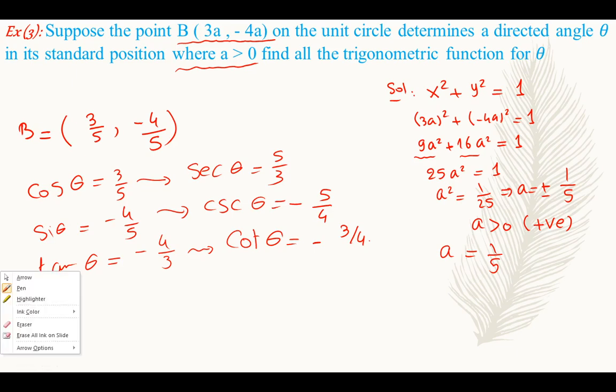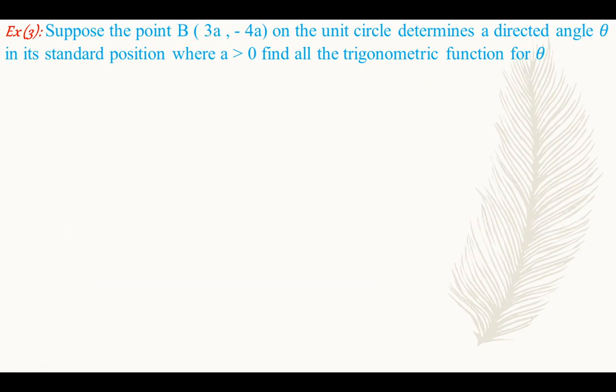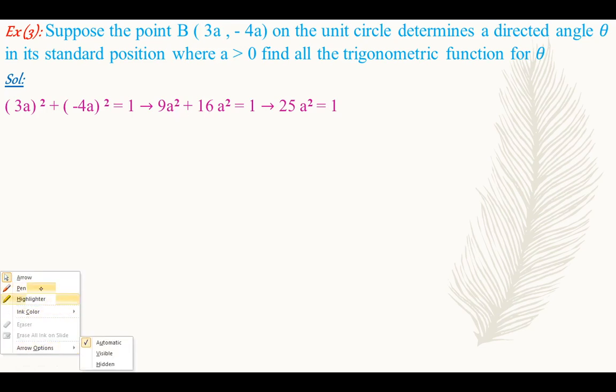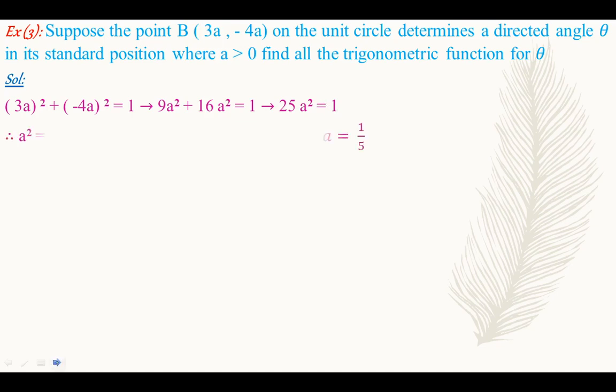Let's solve it again by using the PowerPoint. Solution. (3a) squared plus (-4a) squared equals 1. So 9a squared plus 16a squared equals 1. Okay, 25a squared equals 1, so a squared equals 1 over 25. So a equals positive or negative 1 over 5. But we know that a is bigger than 0, so a equals 1 over 5. A bigger than 0 is given in the problem. So a equals 1 over 5.